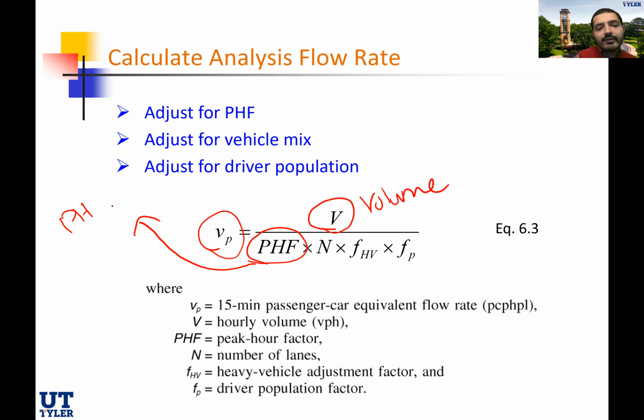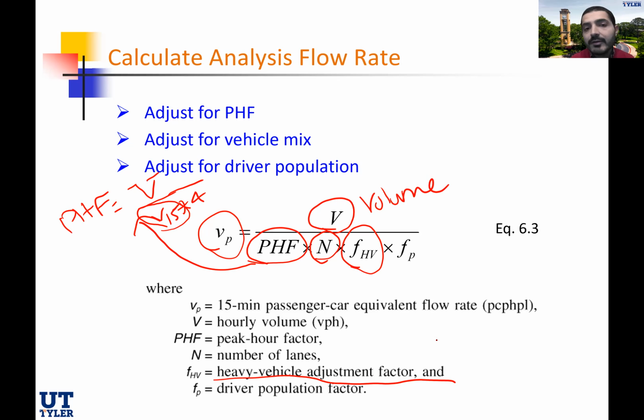The peak hour factor is equal to capital V over V15 times 4. V15 is the maximum flow in the worst 15 minutes, times 4. So this is how you get the peak hour factor. N is the number of lanes per direction. FHV is the heavy vehicle adjustment factor, with the same calculations and the same tables we used for freeways. And FP is the driver population factor, which ranges from 0.85 to 1.